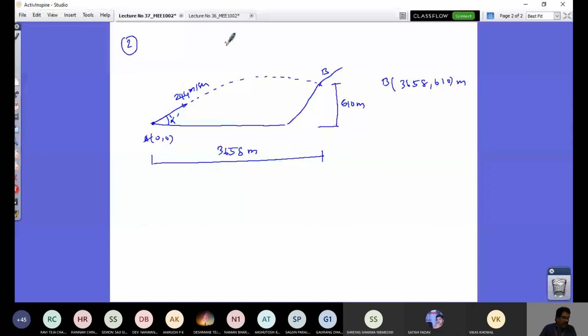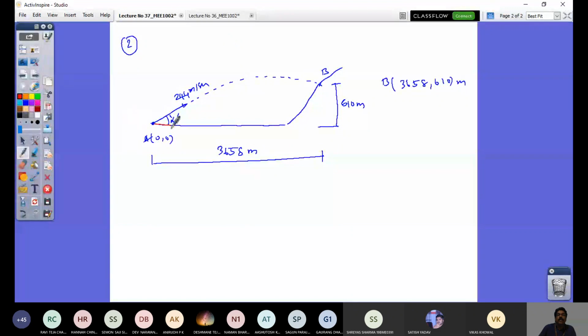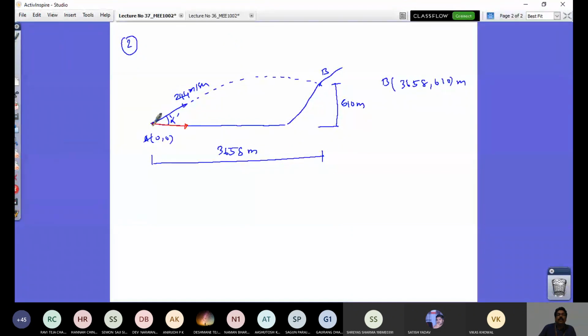Let me do it in a similar fashion. I will resolve this motion into two components. One is this, another one is this. So this is 244 cos alpha, 244 sin alpha. These are the initial velocities. This is the horizontal component, this is the vertical component. As air resistance is neglected, this remains constant. So VA equals VB.